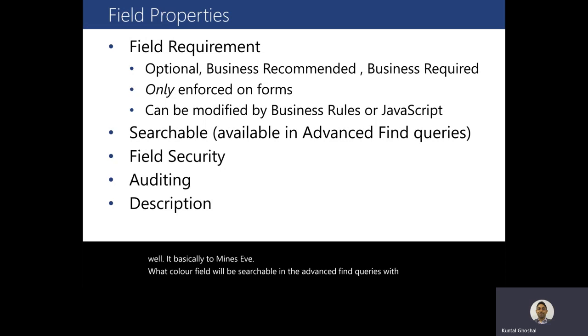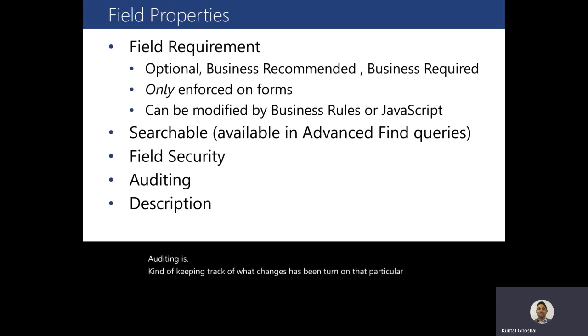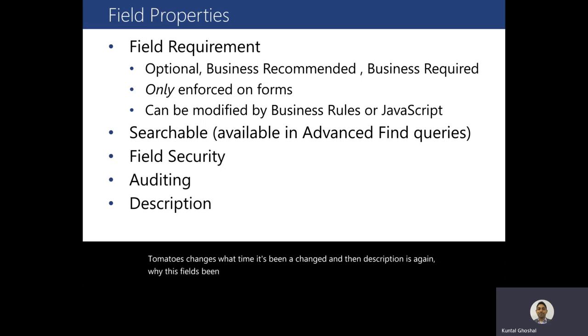When you trigger an advanced find query, if you want to see that particular field, you need to mark that checkbox as searchable. Field security is nothing but determining whether you need additional granular security to be provided based on a very specific set of users inside your organization. Auditing is keeping track of what changes have been done on that particular field, who made those changes, what time it was changed, and then description is again why this field has been created.